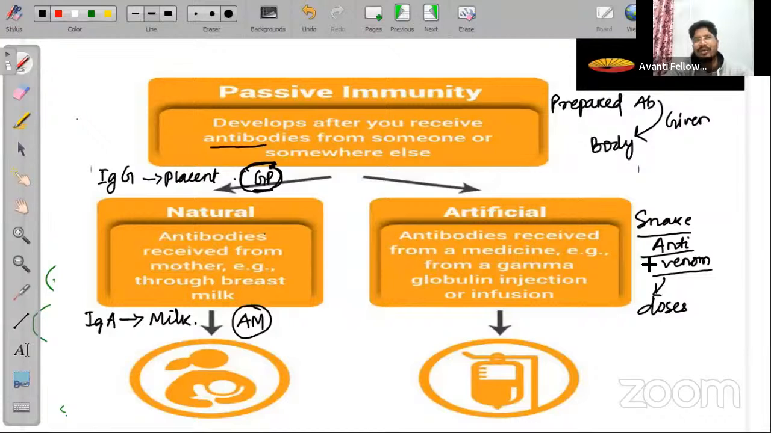If any patient has a snake bite and it is from a king cobra, then there is no snake antivenom available for that. For a king cobra bite we don't have any kind of snake antivenom.